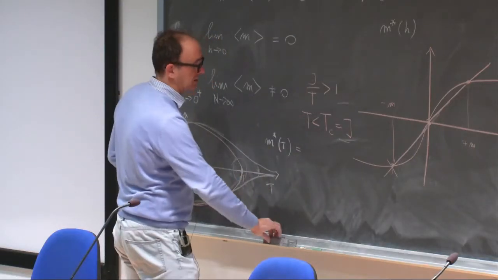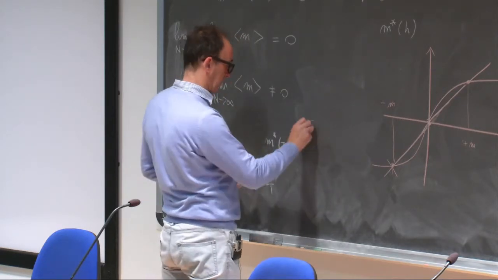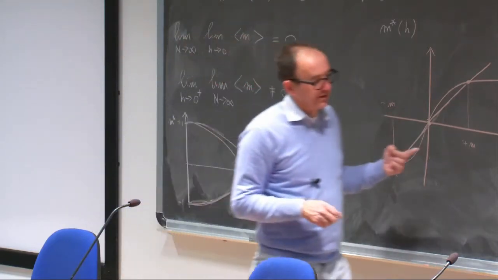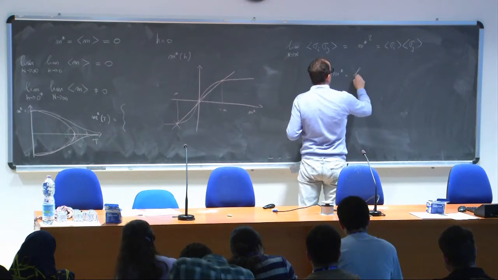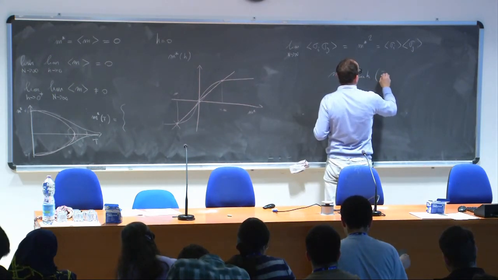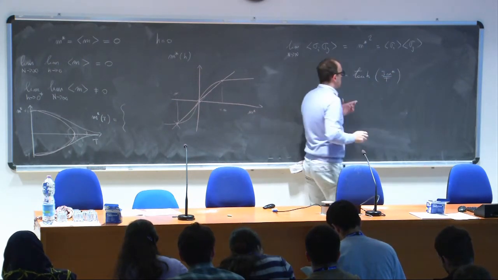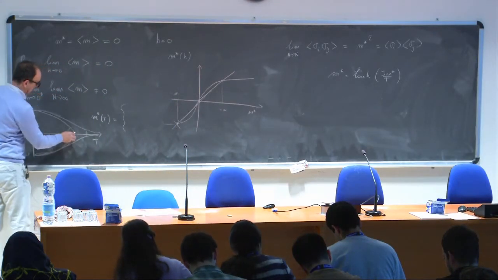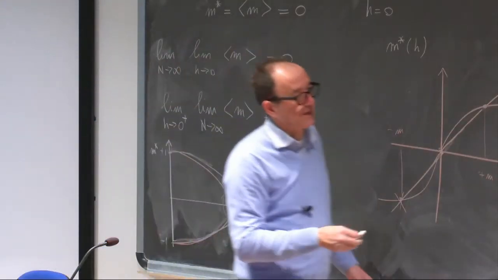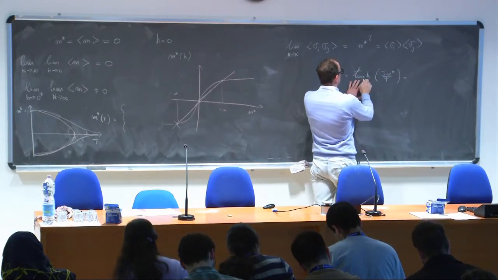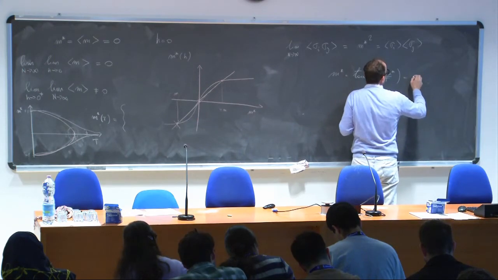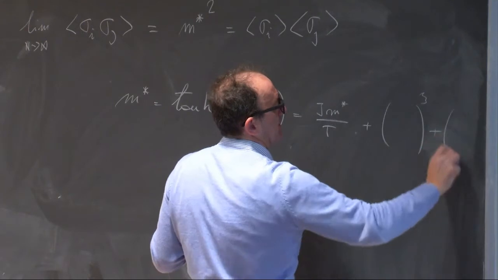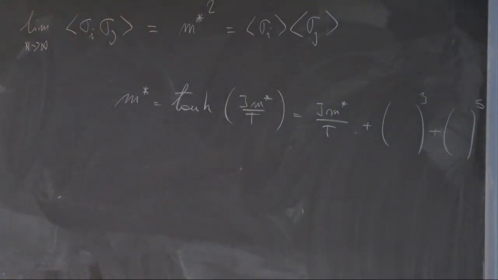And how do you find this? Well, essentially you take this equation here, and you consider that if you are close to this point, then m star is small. It's very small. So you can expand the hyperbolic tangent in powers. The first term will be Jm divided by t. Then you will have a cube term. Then you will have a fifth order term. So please do this exercise.